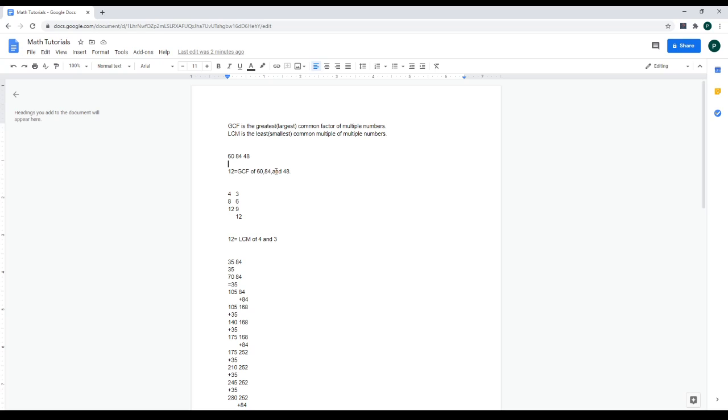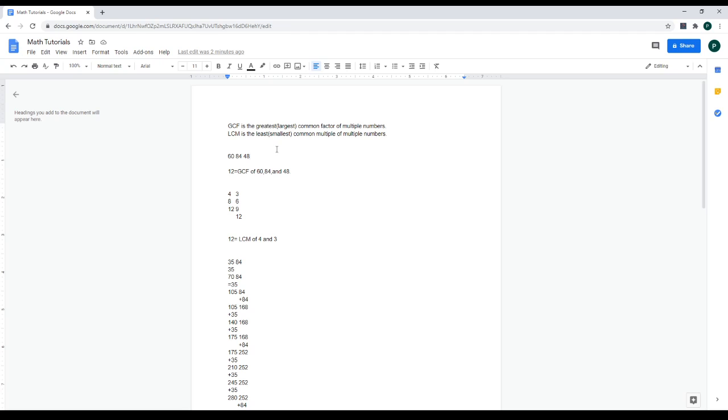So let's say I have 60, 84, and 48. Pretend you don't see that 12 is the greatest common factor, please. Well, first we try to take the smallest number of the numbers and see if that itself is the greatest common factor, which it is not because 84 and 60 cannot be evenly divided by 48.